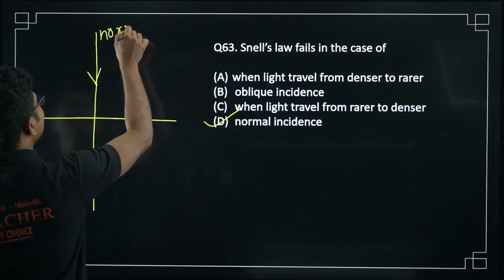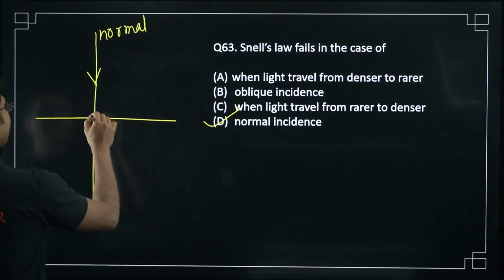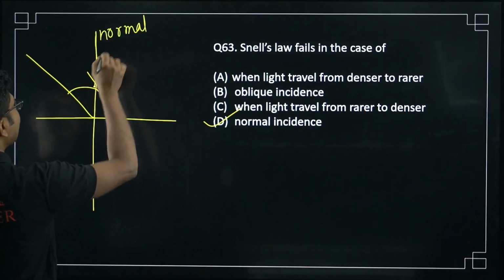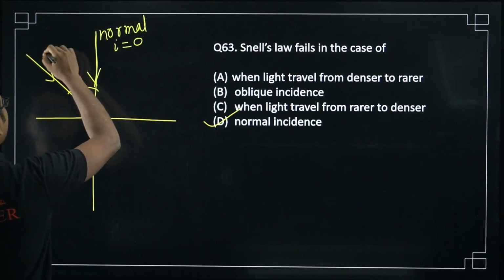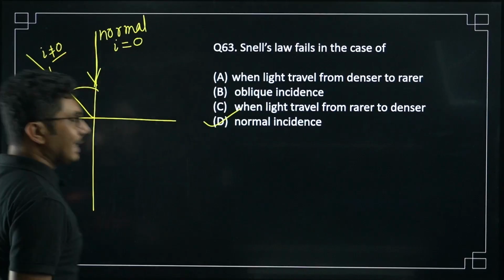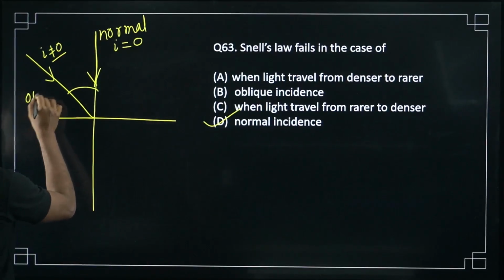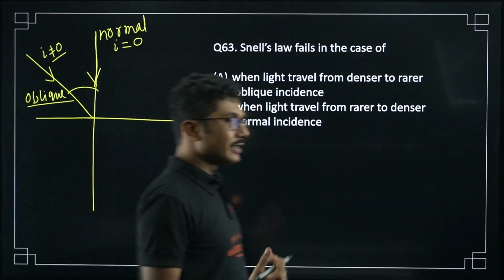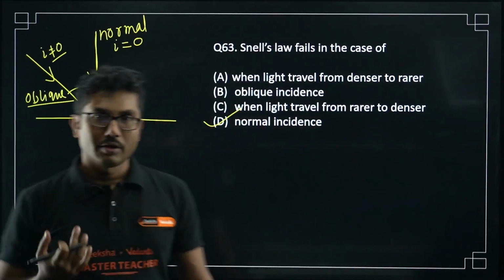Okay. And some time back some student asked me, sir, what is oblique incidence? Oblique incidence means when the angle is other than normal. Okay, so in case of normal incidence, angle of incidence is 0. Any other value of incidence where i is not equal to 0, that is called oblique incidence. So if you have any doubt in a language, this is the perfect way to remember it.